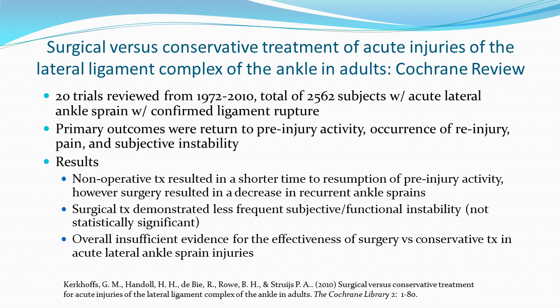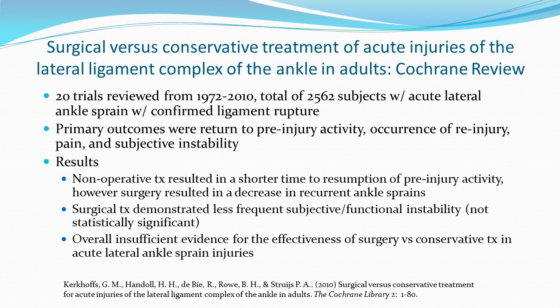So next we're going to look at a Cochrane review that compares surgery to conservative treatment. 20 trials were reviewed over the past 30 or 40 years with a total of about 2,500 subjects with acute lateral ankle sprains with confirmed ligament rupture. So these were grade 3 sprains. The primary outcomes were return to pre-injury activity, occurrence of re-injury, pain, and subjective instability.